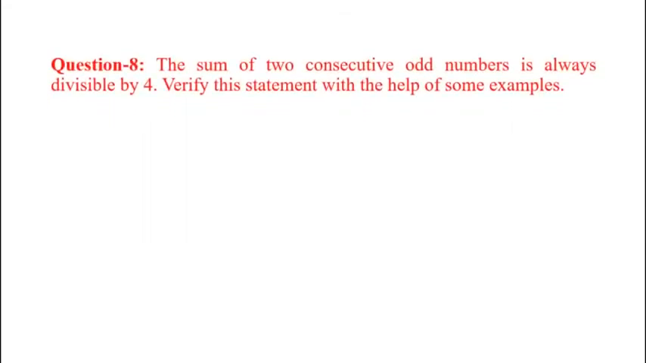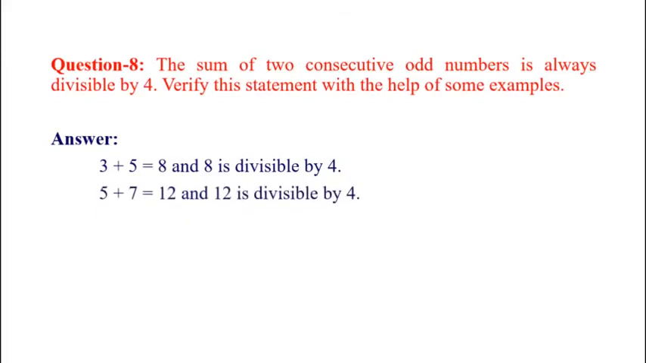Then question number 8. The sum of two consecutive odd numbers is always divisible by 4. Verify this statement with the help of some examples. So, answer. Let us take two consecutive odd numbers 3 and 5. So, 3 plus 5 is equal to 8 and 8 is divisible by 4. Another example, two consecutive odd numbers are 5 and 7. So, 5 plus 7 is equal to 12. So, 12 is divisible by 4.